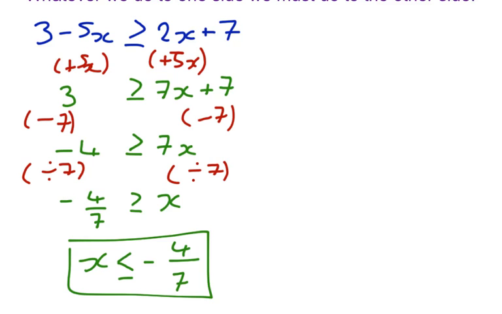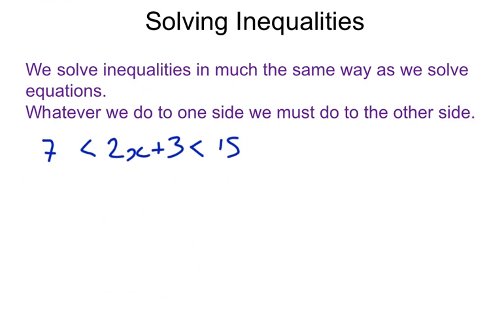Two more examples which are a little bit different. Now, we have in this one a 3-term inequality. And we work in much the same way. We want to get x by itself in the middle. So the first thing we're going to do is take away 3 from the middle.